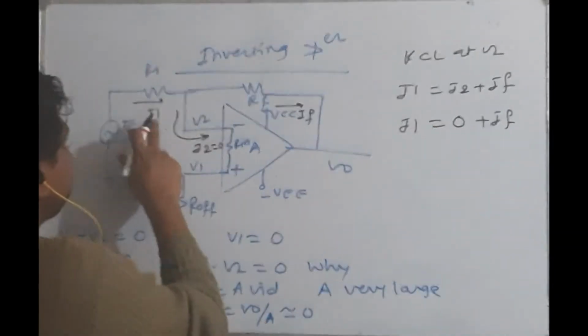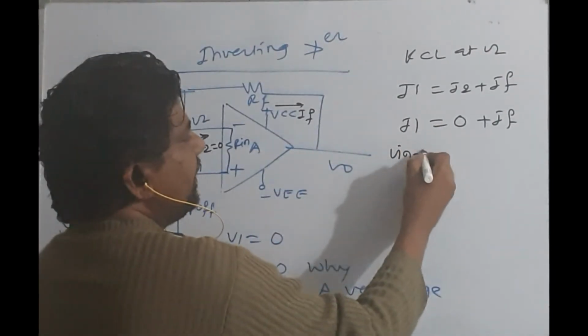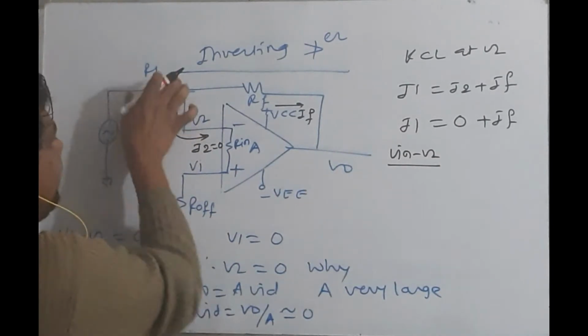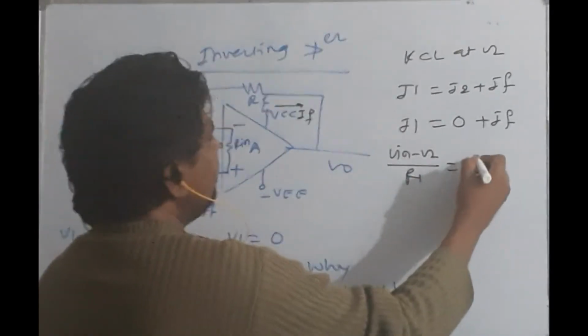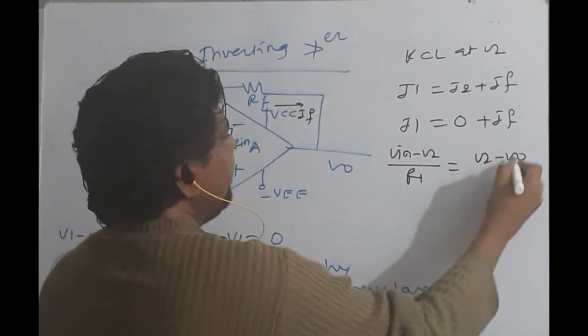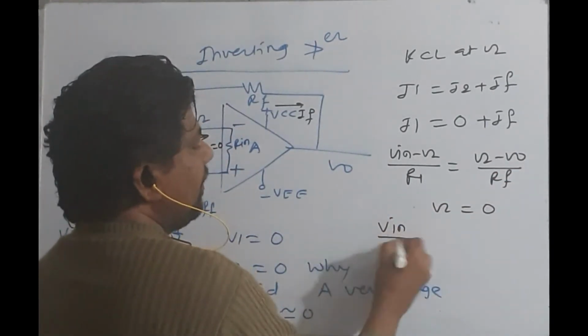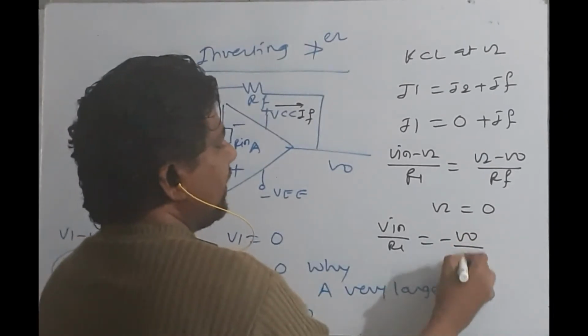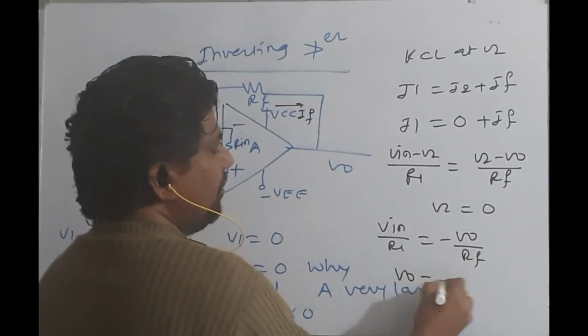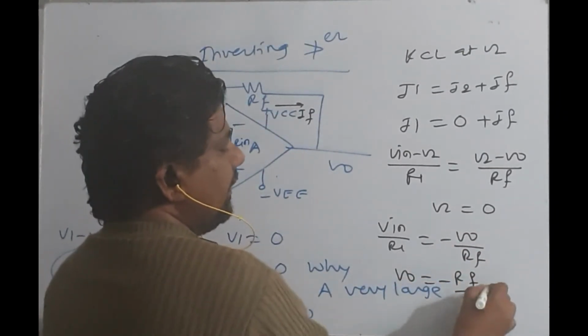What is I1? Vin minus V2, the potential difference between these two points, divided by the resistance value R1. That equals V2 minus V0 divided by RF. V2 is equal to 0. So Vin upon R1 is equal to minus V0 upon RF. So V0 is equal to minus RF upon R1 into Vin.